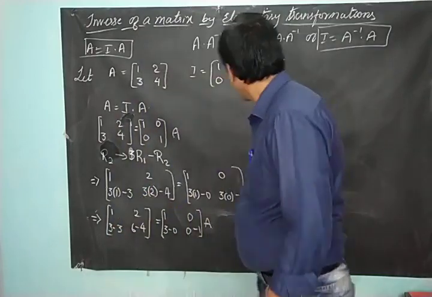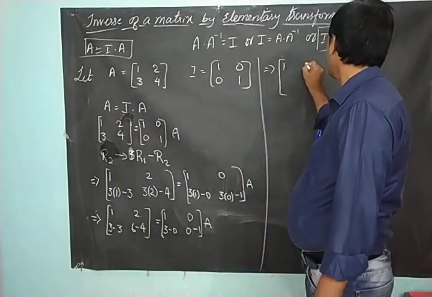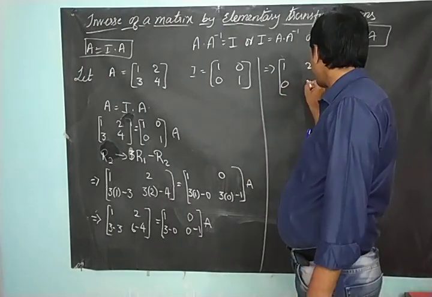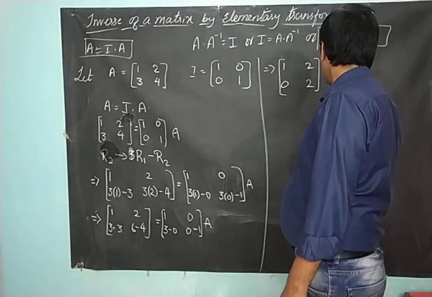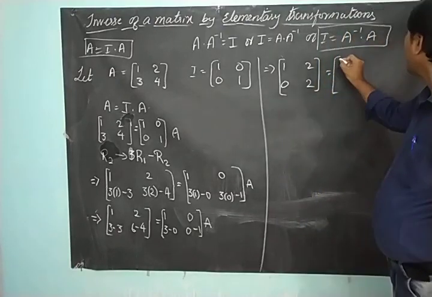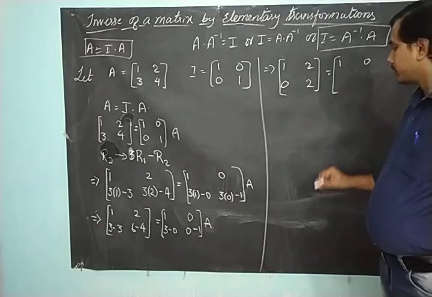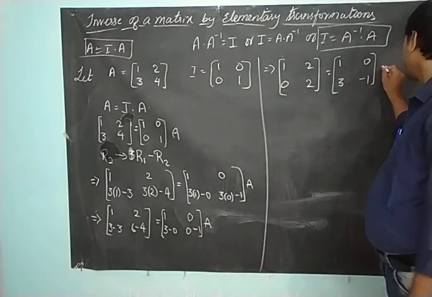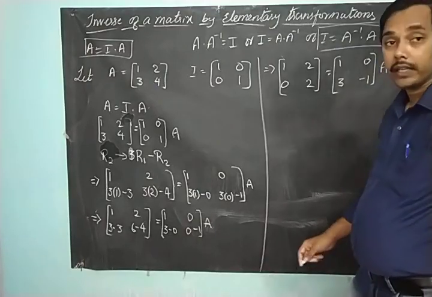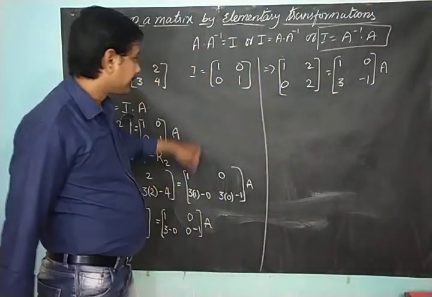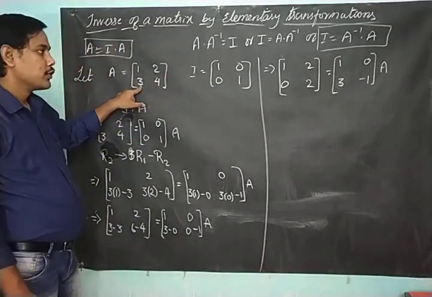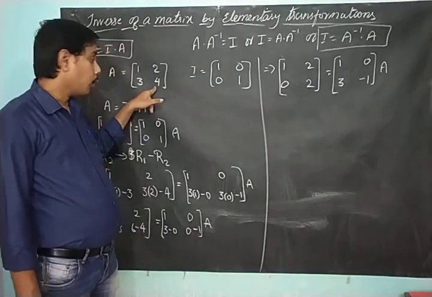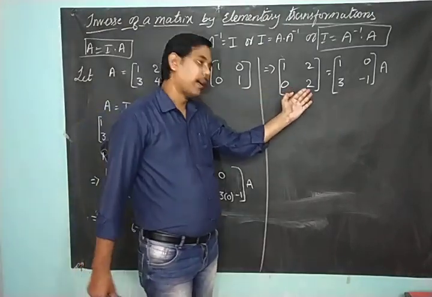What is this? First row remains unchanged. 1, 2, 3 minus 3 is 0, 6 minus 4 is 2, 1, 0, 3 minus 0 is 3, 0 minus 1 is minus 1, into A. Right? So we have successfully converted this element into 0. Right? Now we need to convert this as 1. This element as 1. That is this part as 1.